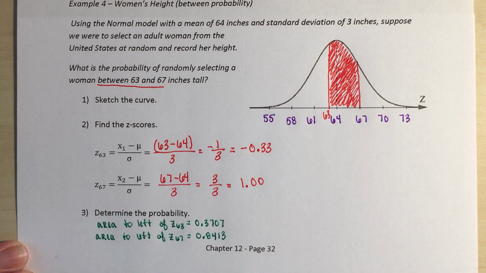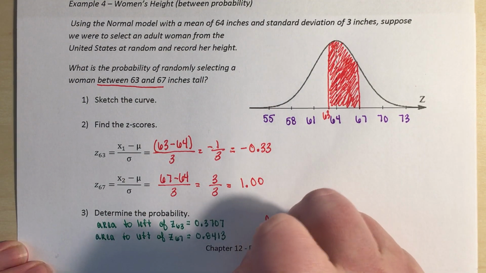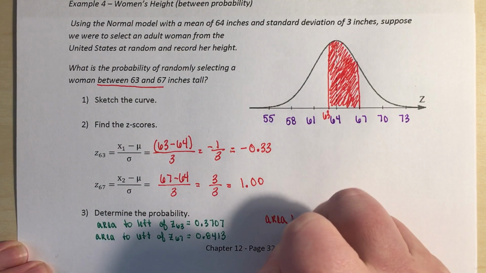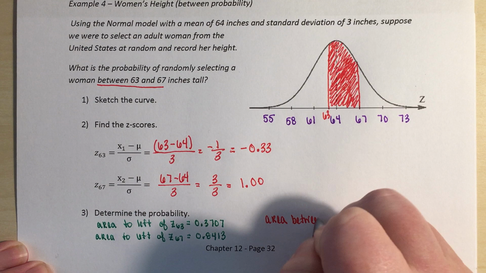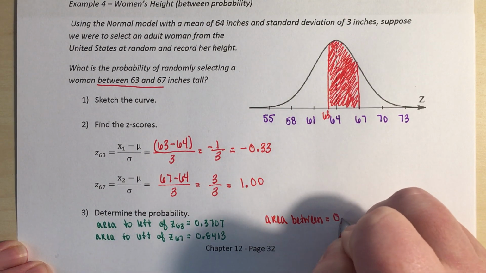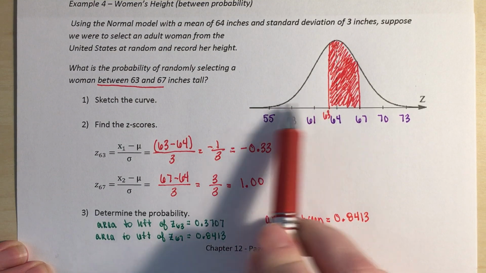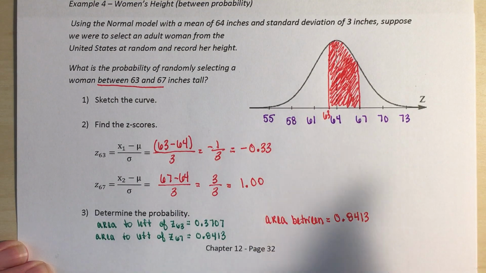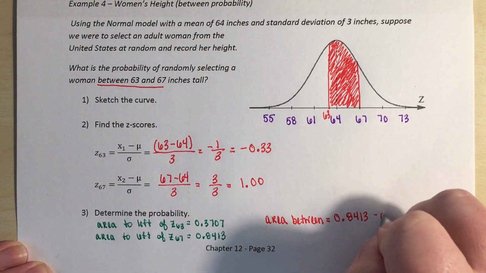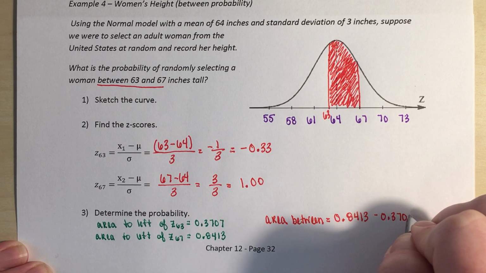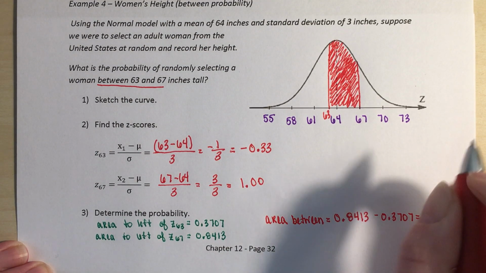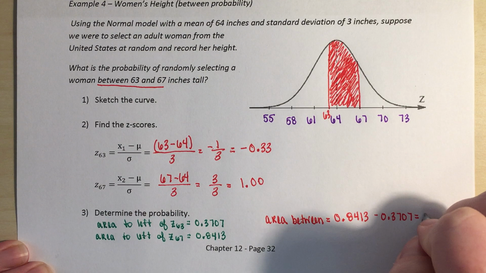Right, and to find our area in between, we're going to subtract these two values. So our area between, and we're always going to go larger value minus smaller value. So basically we're taking the whole piece and we're subtracting out that part that's not shaded over there. And we get 0.4706.